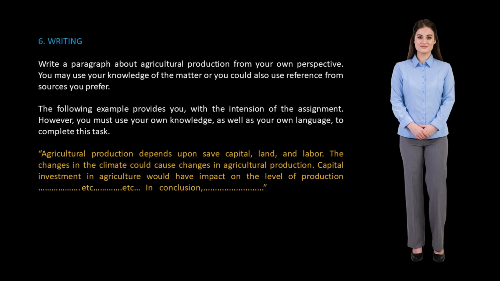Agricultural production depends upon capital, land, and labor. The changes in the climate could cause changes in agricultural production. Capital investment in agriculture would have an impact on the level of production. Now, please do the writing task. You can pause your video while completing the task.